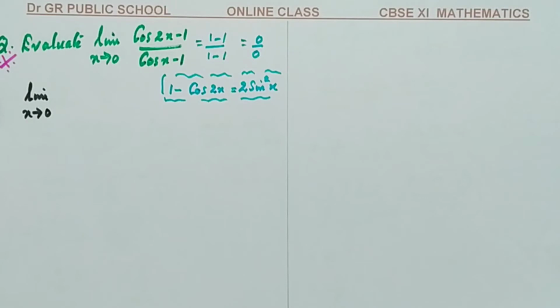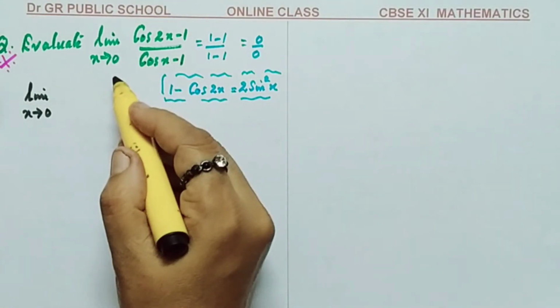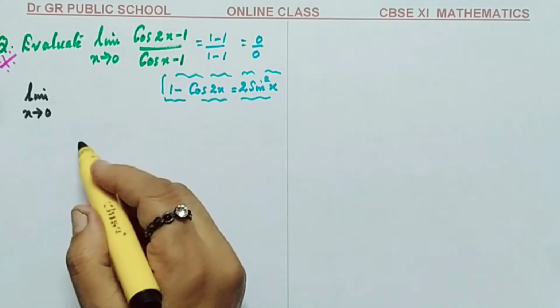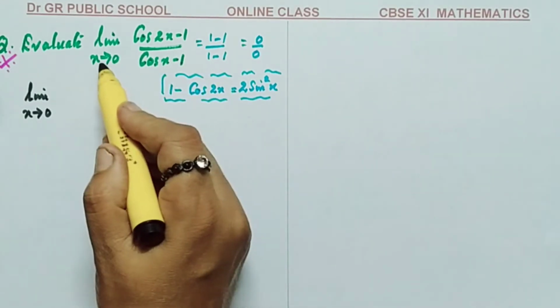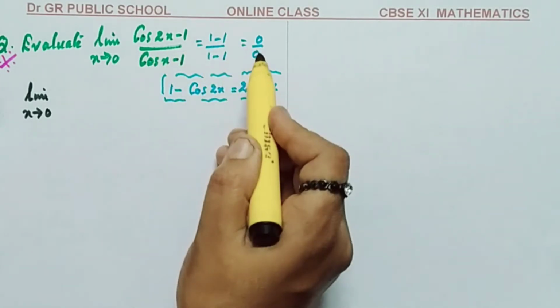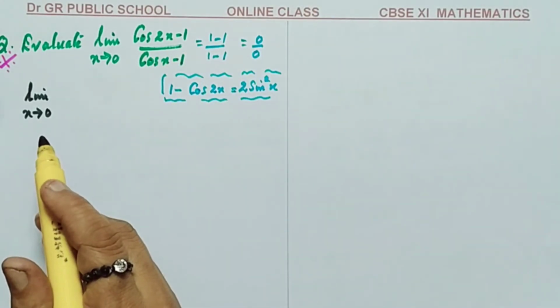Another important question. Evaluate limit x tends to 0, (cos 2x minus 1) divided by (cos x minus 1). Here also when applying the value x at 0, cos 0 is 1, 1 minus 1 by 1 minus 1, 0 by 0, which is an indeterminate form. So we need to come to phase 2.